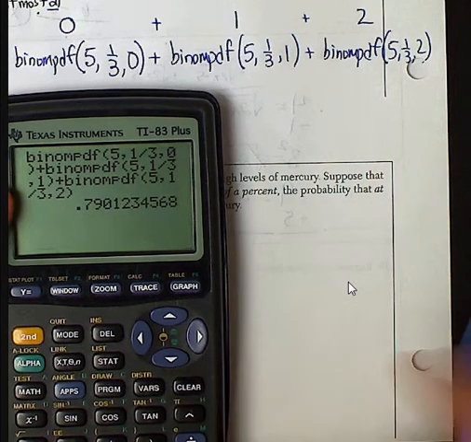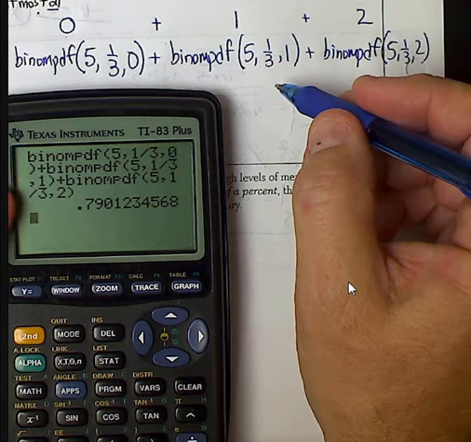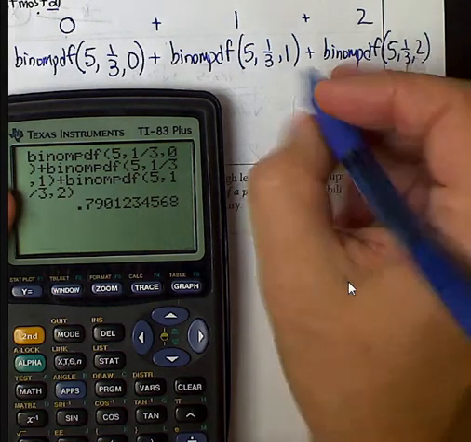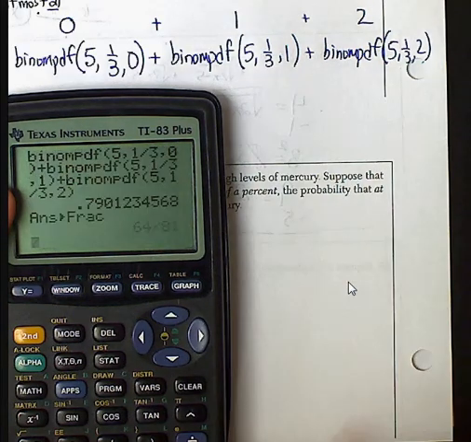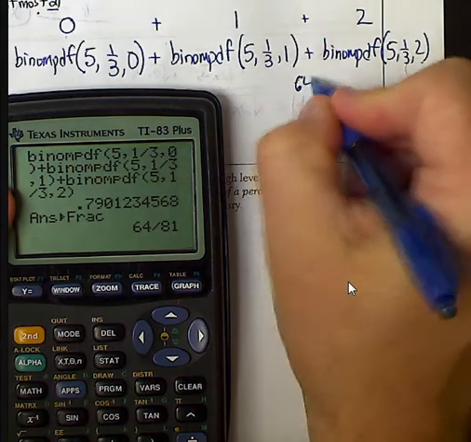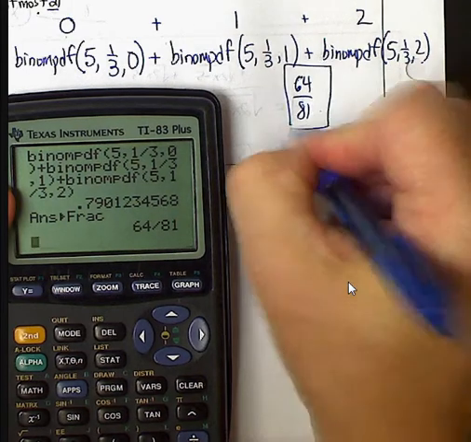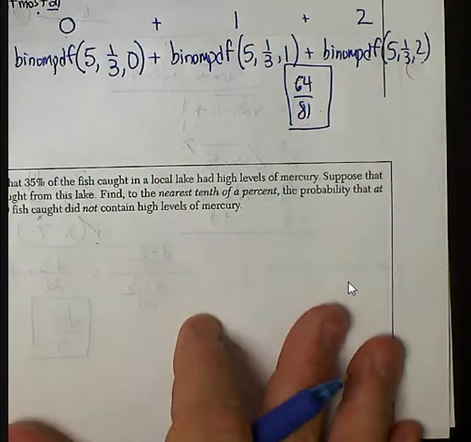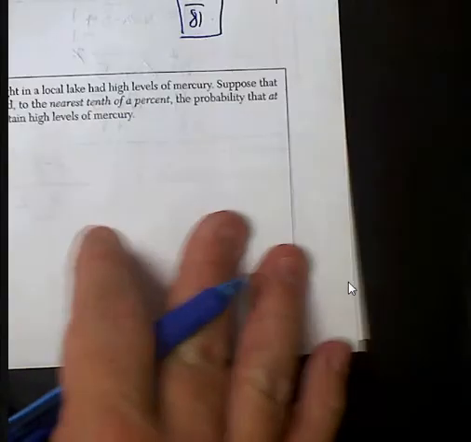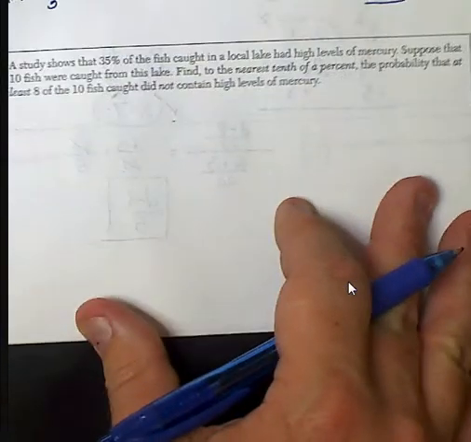Answer 79. Math, fraction, fraction. We got 64 over 81. Okay, last one. This one's an interesting question because you got to be very careful with the reading of this one.